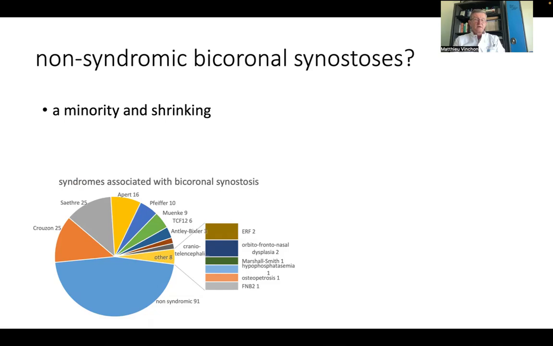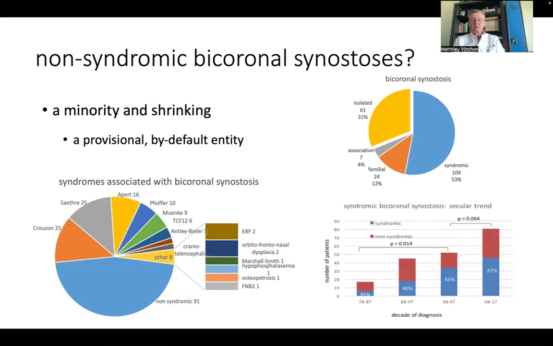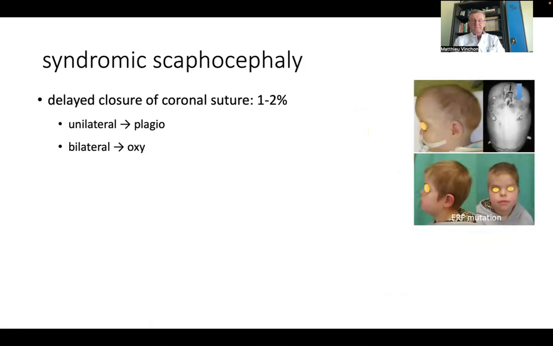That means genetic conditions were identified in more than half. But if we look at the other form of syndrome, that is familial disease or association of malformation, we have only less than one third of bicoronal synostoses which are in fact not syndromic. So it is a provisional by default entity, and we see that there is a historical trend according to the year of diagnosis. The proportion of syndromic bicoronal synostosis grows decade after decade.